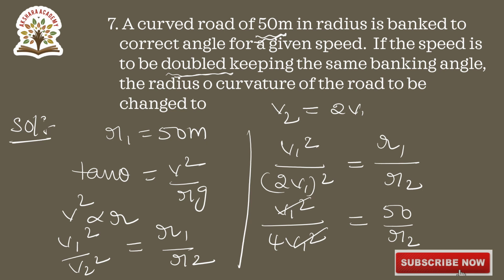Now taking cross multiplication, here 1 by 4, so r2 into 1 is r2, 50 into 4 is 200, that is equal to 200 meters. This is the answer: if speed is doubled, radius of curvature is 200 meters. One is r1 50 meters, r2 is 200 meters. This is the final answer. Okay, next we will go to the next question, 8th one.